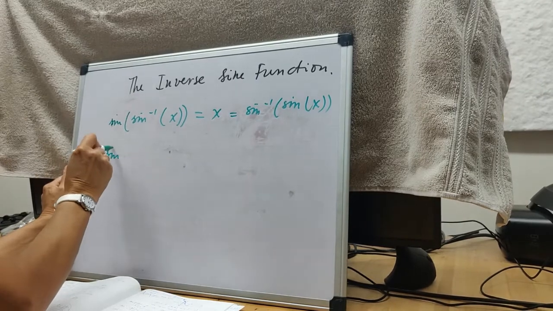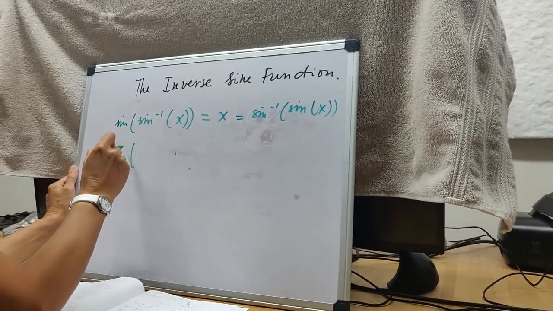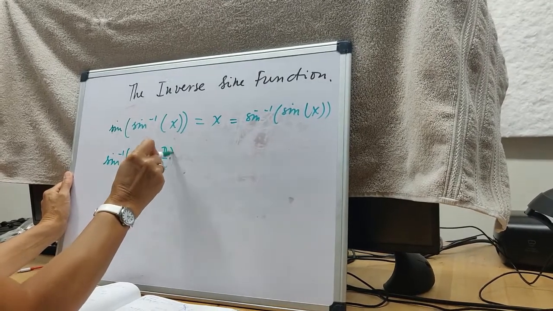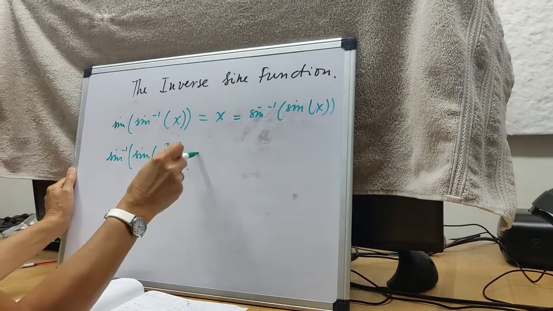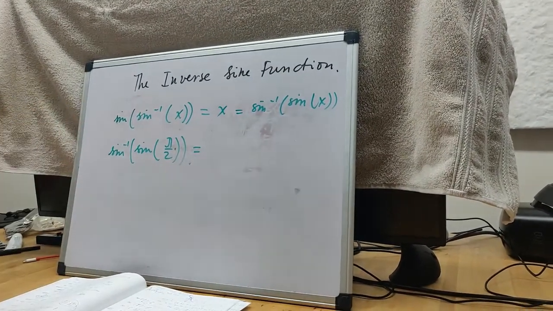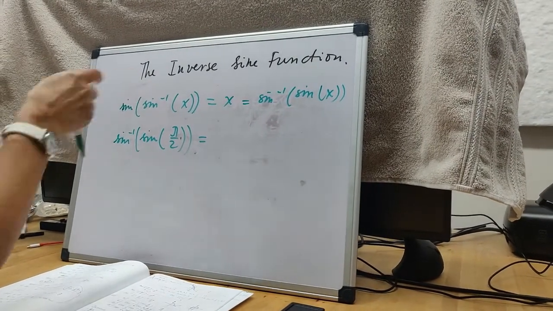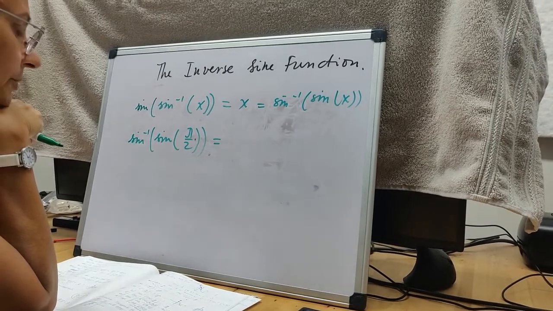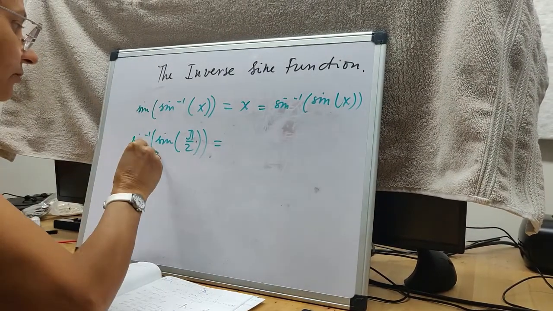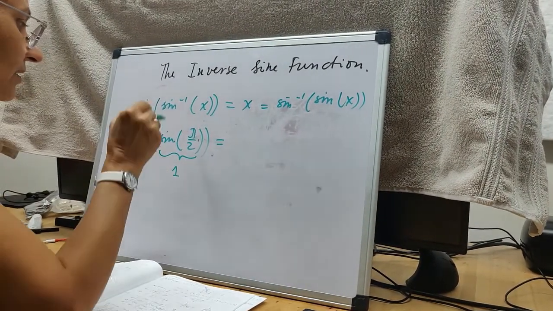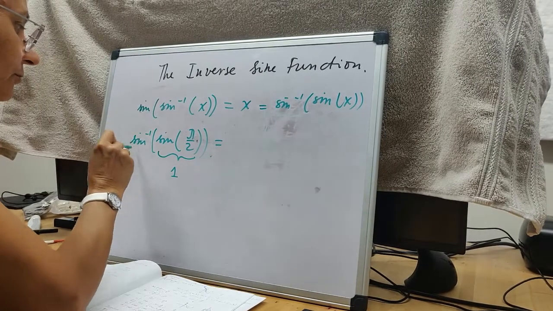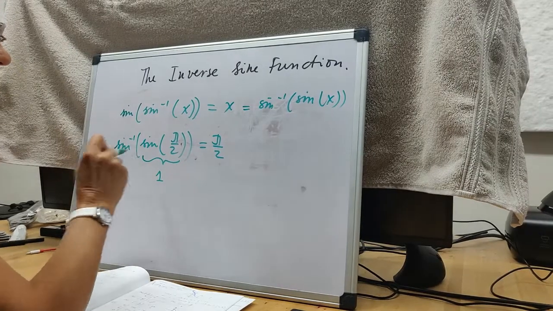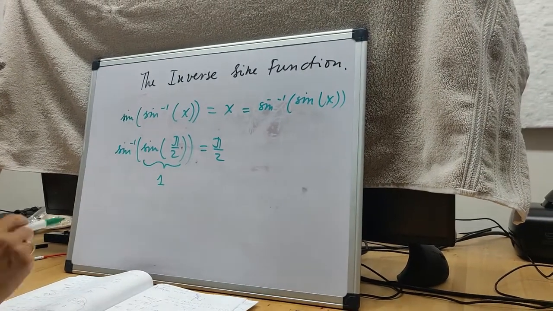Let's apply it to something. For example, sine inverse of sine of pi over 2. What is it going to be? Well, let's first calculate it and then check. Does the equation work? What is sine of pi over 2? Well, sine of pi over 2, everyone remembers it's 1, right? Sine of pi over 2 is 1. What angle will give you sine equals 1? Well, pi over 2. You see, cancellation equation is working.